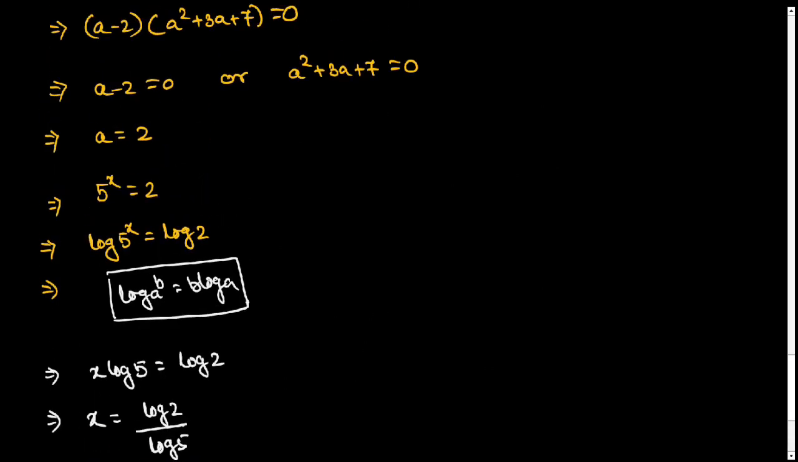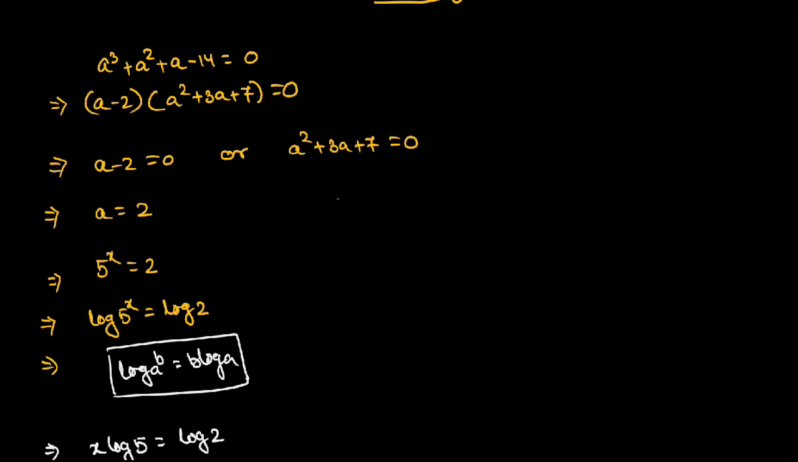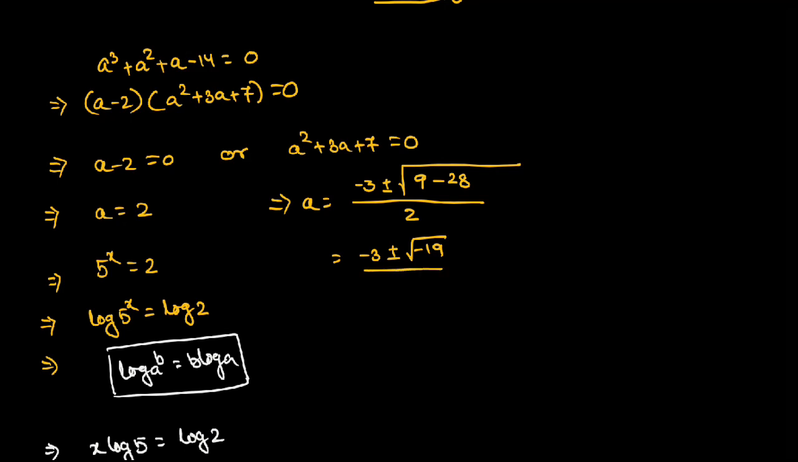Let us solve the other quadratic equation here. The equation here is a square plus 3a plus 7 is equal to 0. Hence we can say the value of a is minus b plus minus square root of b square minus 4ac divided by 2a. Here that is minus 3 plus minus square root of 9 minus 4 into 1 into 7, that is 28, divided by 2, is equal to minus 3 plus minus square root of 9 minus 28, which is minus 19. So the value of a is minus 3 plus minus square root of minus 19 divided by 2.